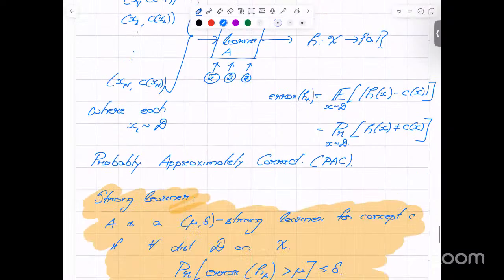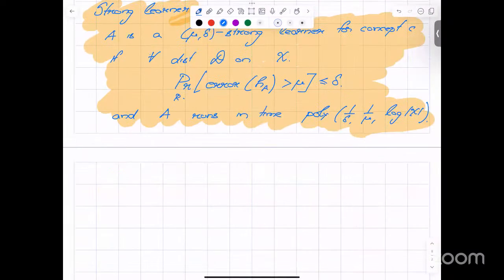And a weak learner is a very similar thing. A weak learner is one in which the error of H_A is not very small. Its error is just better than a random guess.